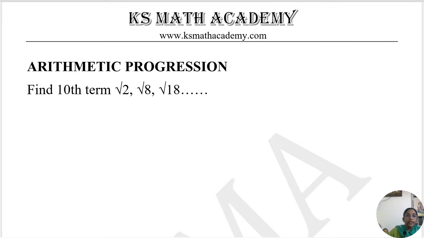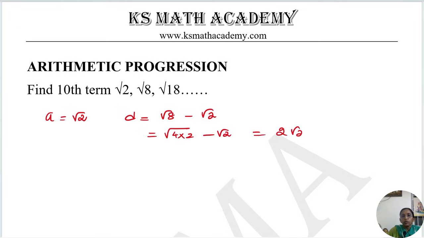First question is find the 10th term of the series root 2, root 8 and root 18. So here our first term is root 2 and the common difference is root 8 minus root 2. So this is 2 root 2 minus root 2, which is equal to 1 times root 2. And here the 10th term has to be calculated.